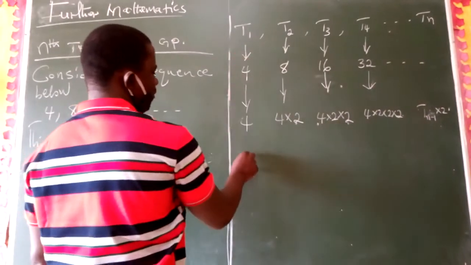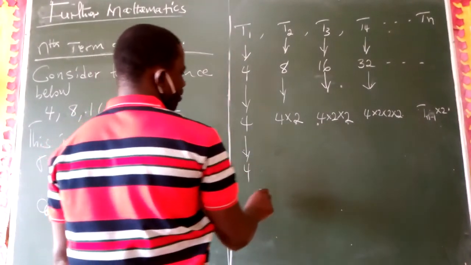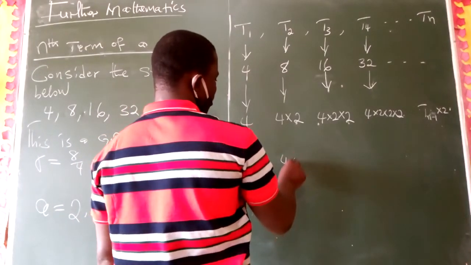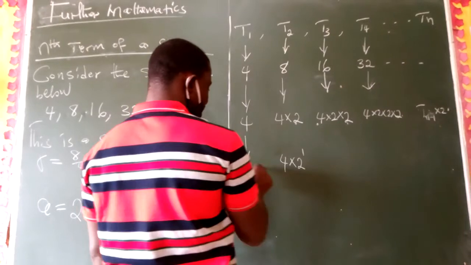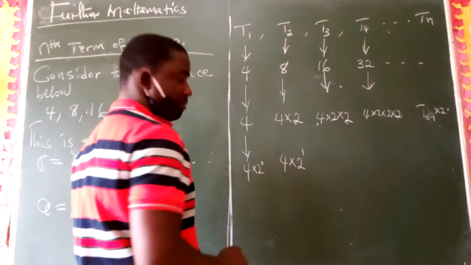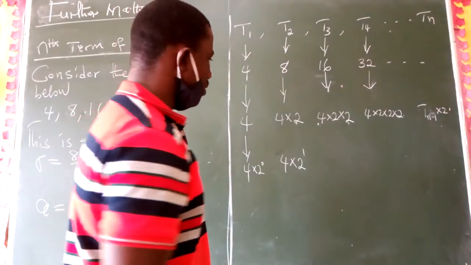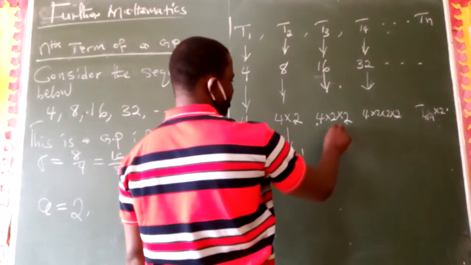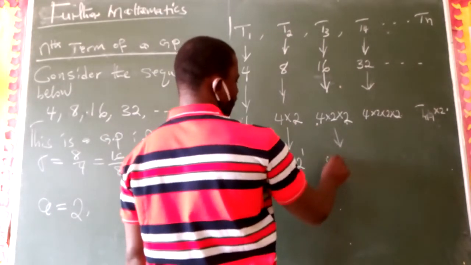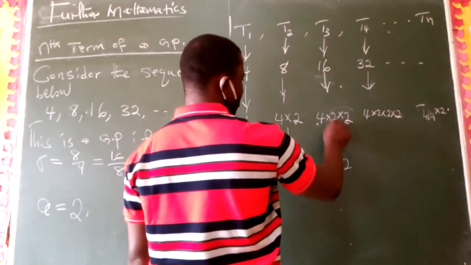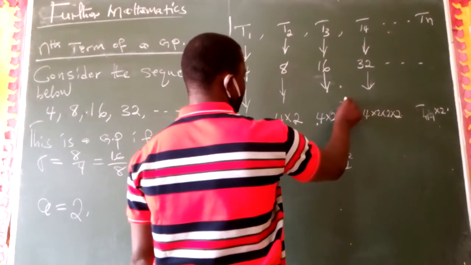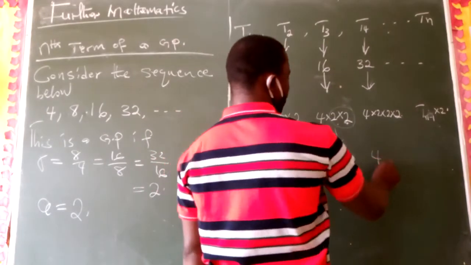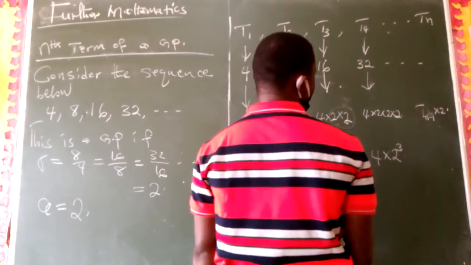Here we have 4. This is now going to be 4 times 2 raised to power 0. Here is 4 times 2 raised to power 1. You see, I'm generating the pattern now. I'm getting the terms now. This is the second term. This is the third term. The third term is going to be 4 times 2 raised to power 2. And then this gives me 4 times 2 raised to power 3, right?